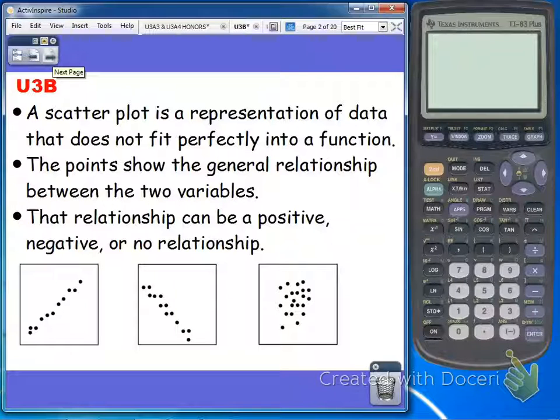First of all, a scatter plot is a representation of data that does not fit perfectly into a function. The points show the general relationship between the two variables. That relationship can be positive, negative, or there's no relationship. Okay? Positive, a negative relationship, or none.